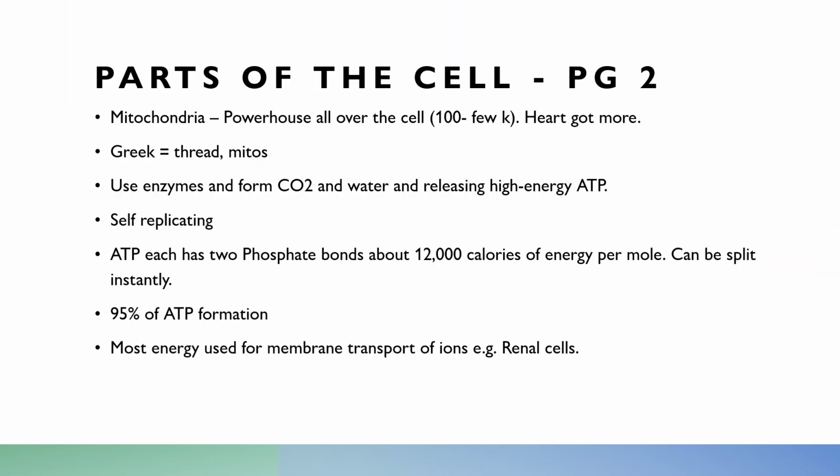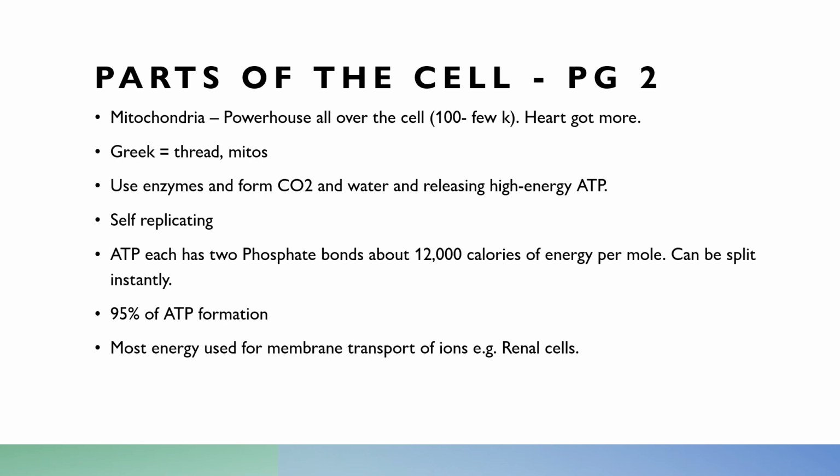So next is mitochondria. Mitochondria is considered the powerhouse of the cell. There are about 100 to a few thousand mitochondria in a cell. For example, the heart needs a lot of energy, so heart cells will have a lot of mitochondria. The word mito comes from thread, or mitos. There are many threads all around the cell, and it uses enzymes to produce energy.